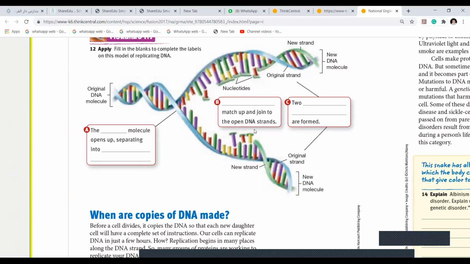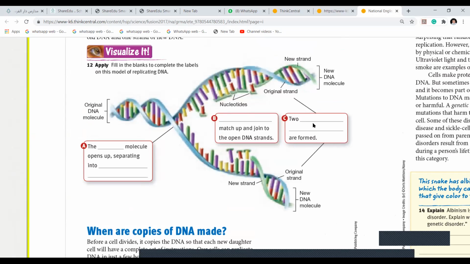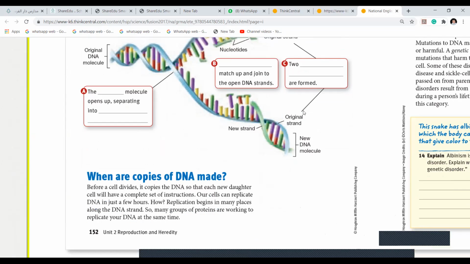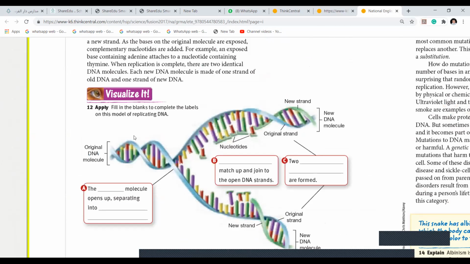They come together and join. And in the C, finally, it becomes joined. Two identical molecules are formed. Do you understand the diagram now? First, the DNA molecule opens up.